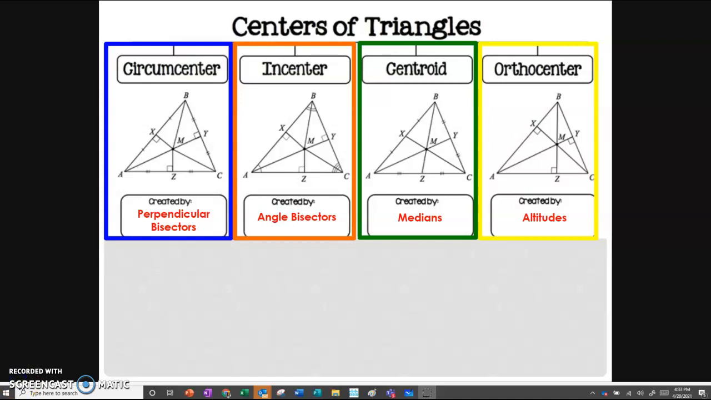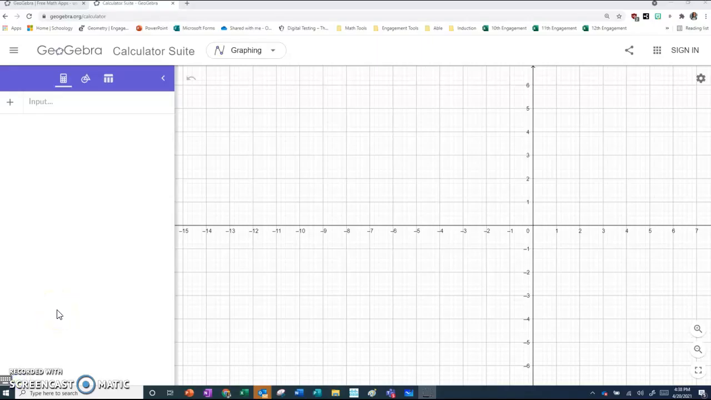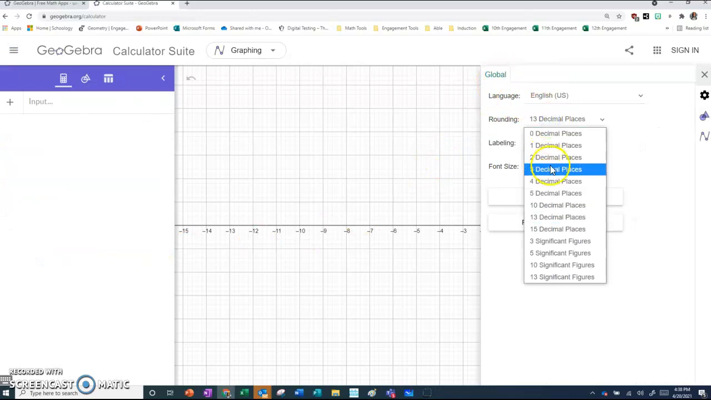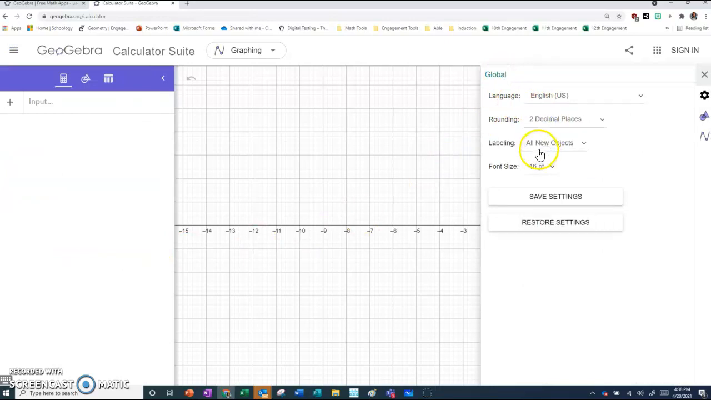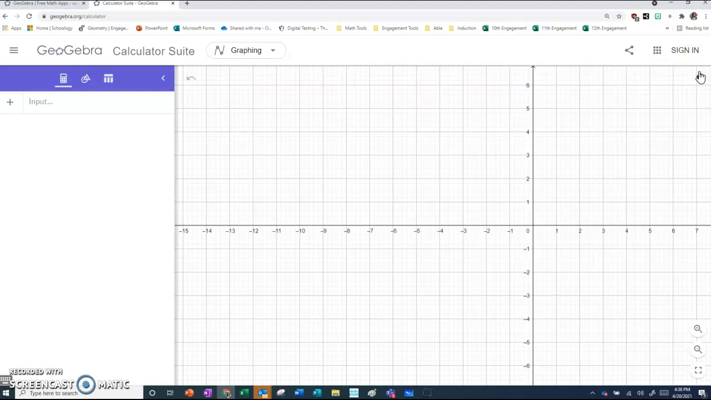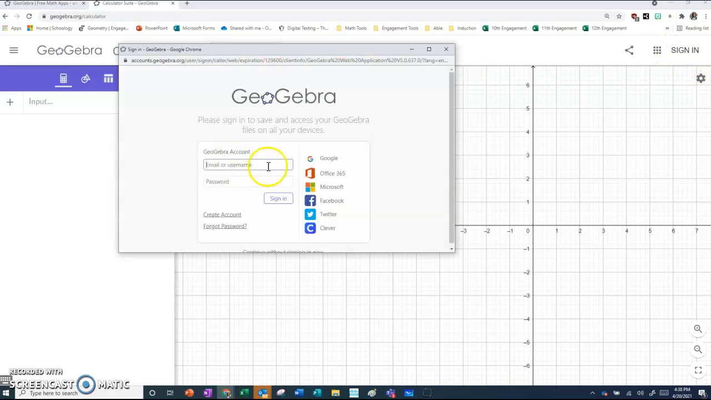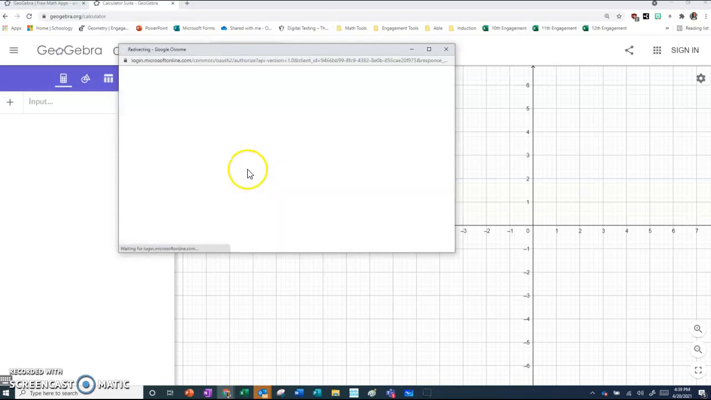We will be using GeoGebra to help us learn about circumcenters. So please go to GeoGebra and start a new calculator. When you open GeoGebra and start a new calculator, check your settings in the main menu. Make sure that your rounding goes to 2 decimal places only and that your labeling is for no new objects. Save the settings and exit out of the settings. Also sign in to GeoGebra so that you don't lose any of your progress. Sign in using Office 360 so that you can sign in with your school account.